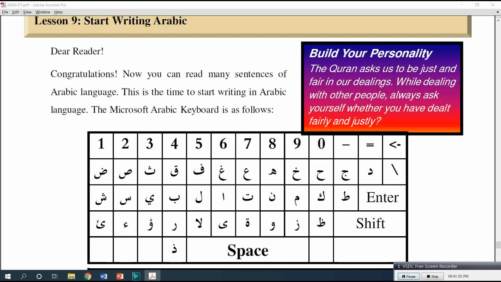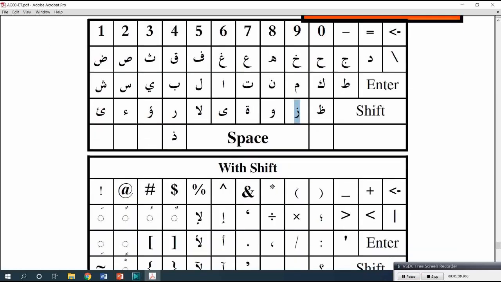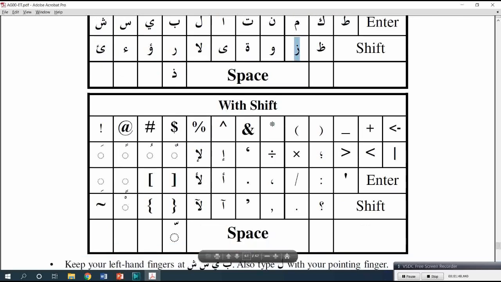So you have to just note where is sheen, where is seen, where is za. You have to practice this, memorize this. Then with shift, if you press shift, it appears in that way. So this la will appear in that way. So please give this some practice, and it will not take too much time. Within 2-3 days you will be able to write Arabic on your keyboard.